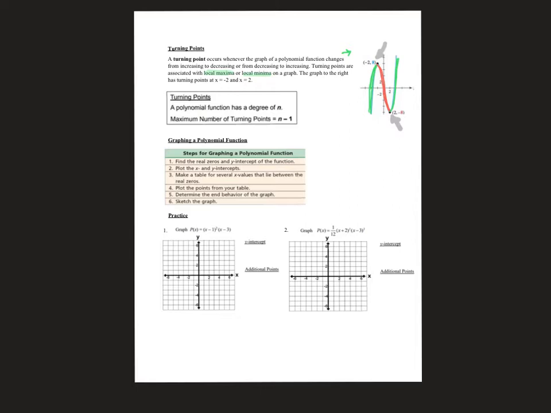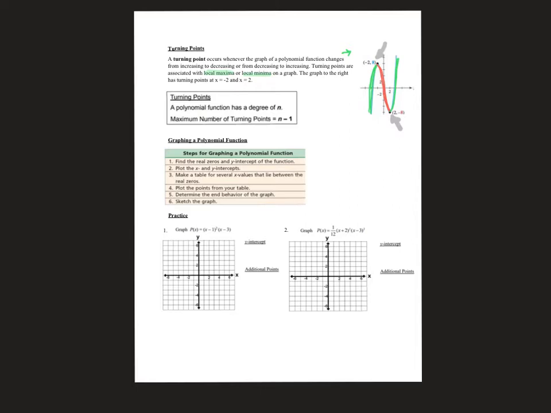Now, the next thing we're going to talk about is the number of turning points. So it says a polynomial function has a degree n. The maximum number of turning points is n minus 1. So we're going to be asked to graph the problems 1 and 2. And I'm going to start by finding the degree. It is not listed in our steps, but I think that's really important.